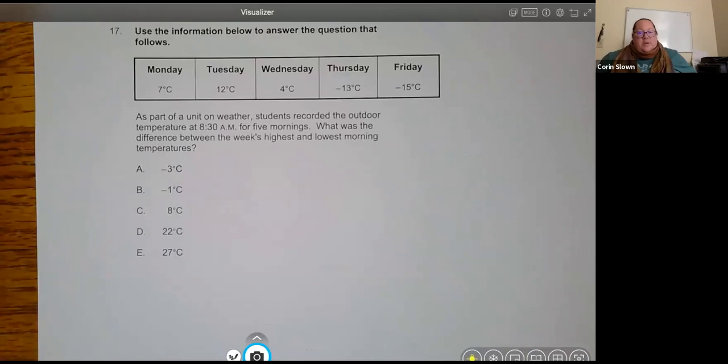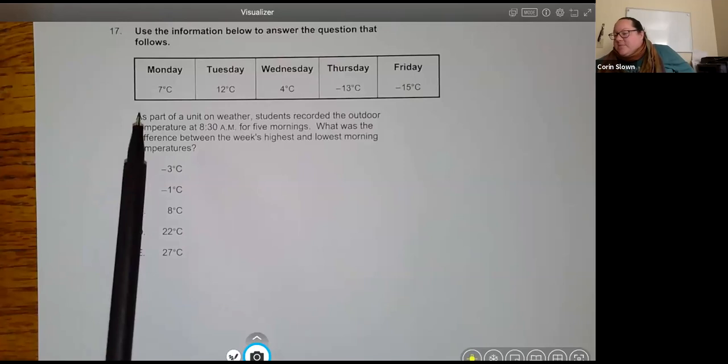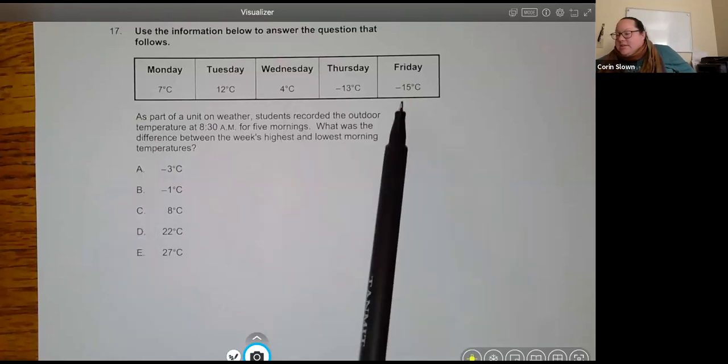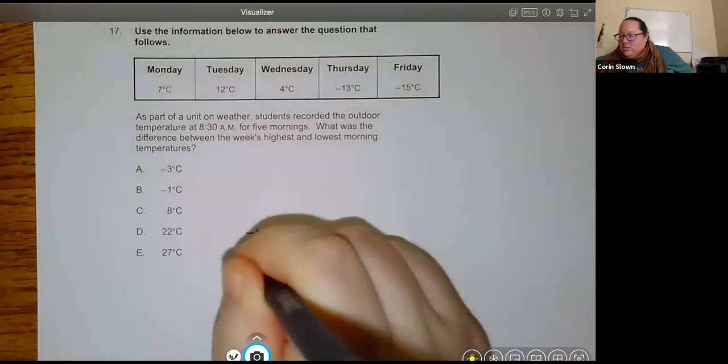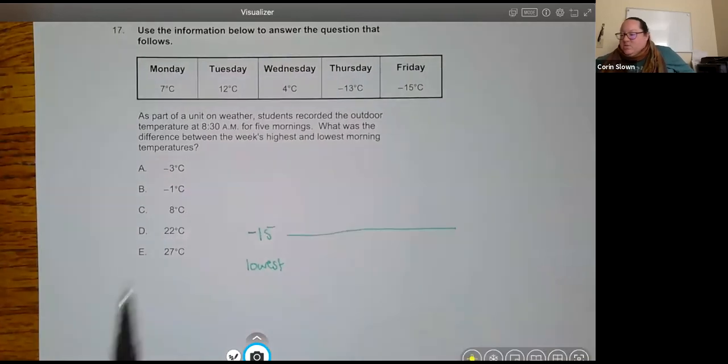Use the information below to answer the question that follows. As part of a unit on weather, students recorded the outdoor temperature at 8:30 a.m. for 5 mornings. What was the difference between the week's highest and lowest morning temperatures? So this is where I'm going to have to read information in order to make sense of it. And so in order to do that, I want to make sure that I'm reading correctly. So what is the lowest temperature that's here? The lowest temperature is negative 15. The highest temperature is 12.